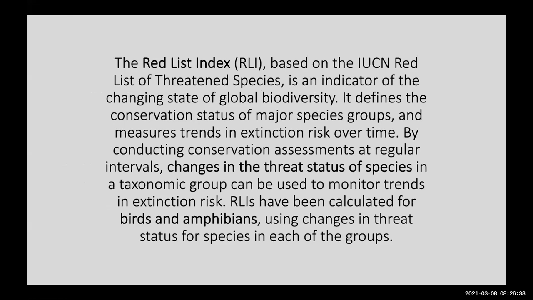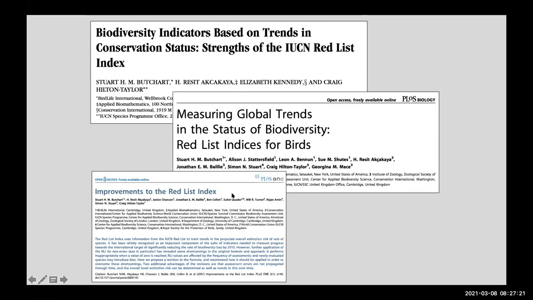So first I'm going to tell you about two efforts that have been developed to try to develop indicators like what I just described to you. The Red List Index is the first one. It's an indicator of the changing state of global biodiversity. It defines the conservation status of major species groups and measures trends in their risk of extinction over time. They've been calculated for birds and amphibians. So all the rest of you, people who study plants or people who study mammals, sorry. But Red List Indices have been developed for those two groups. And there's a whole bunch of publications of this sort: biodiversity indicators based on trends in conservation status, measuring global trends in the status of biodiversity, et cetera.